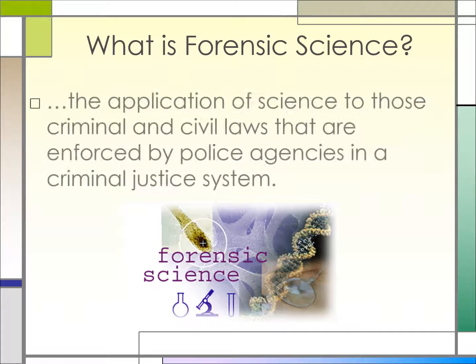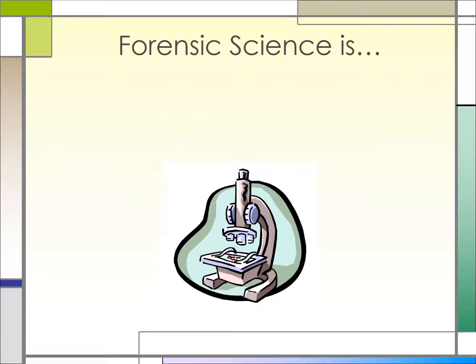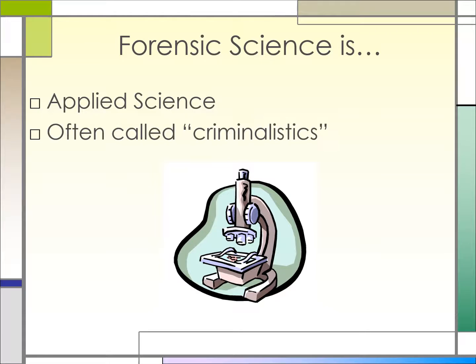So what is forensic science? It's the application of science to those criminal and civil laws that are enforced by police agencies in a criminal justice system. Kind of like when we see the shows Bones, CSI, NCIS. So forensic science is an applied science and is often called criminalistics.